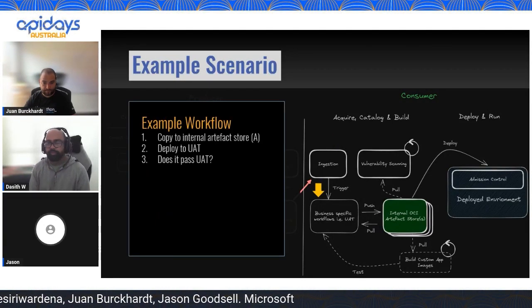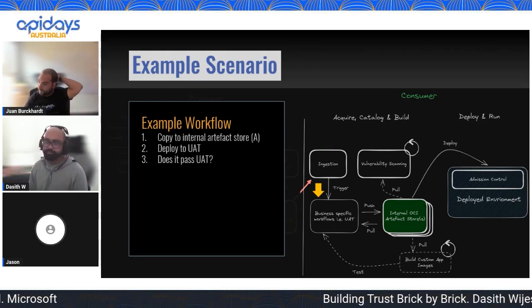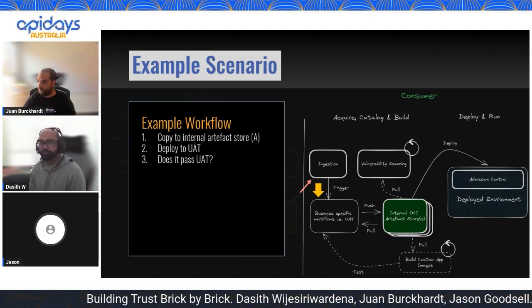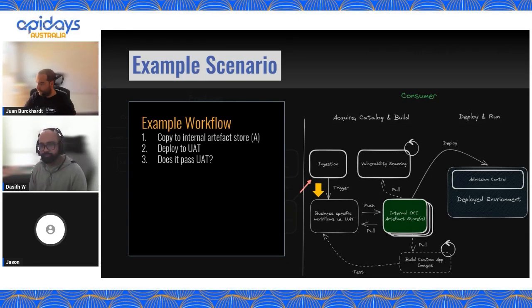Next slide. So, an example workflow. Say you want to ingest an artifact. First step is you take a copy of that artifact into your organization. You put it into an artifact store A. This is sort of like a quarantine registry. The reason we do that is because we want to take a copy of that artifact at that point in time, and we don't want to keep pulling from latest. Then we want to deploy into a UAT environment just to test out the package and ensure that it actually works and does what we need it to do.